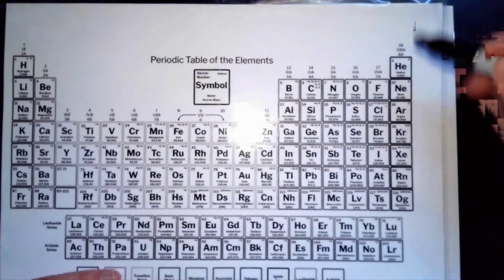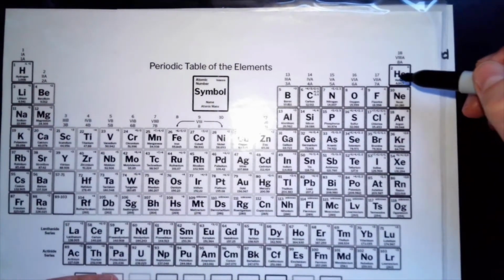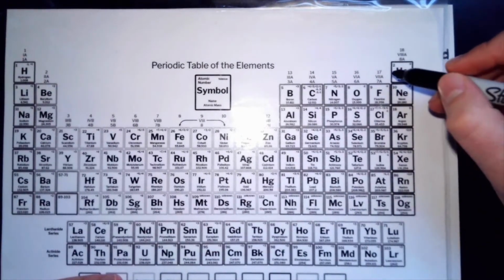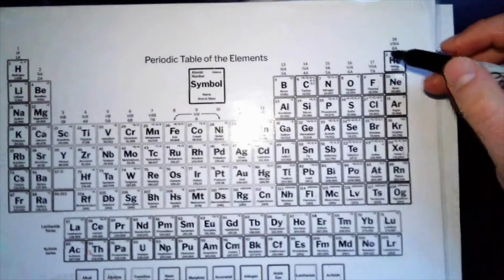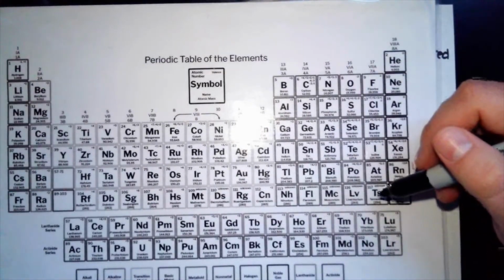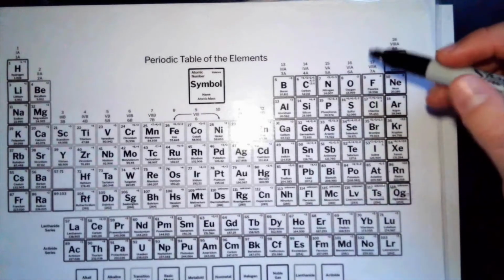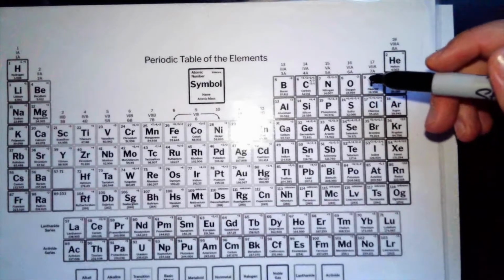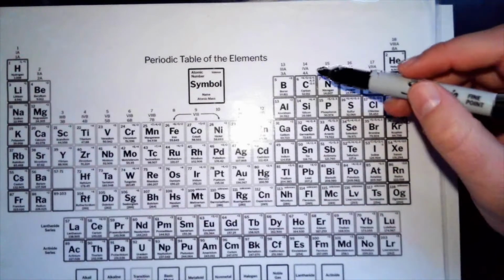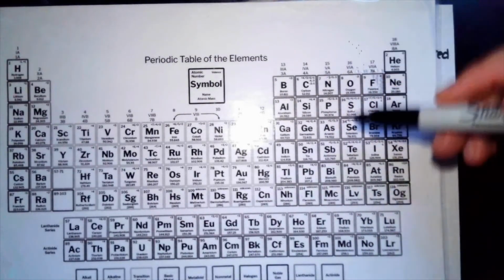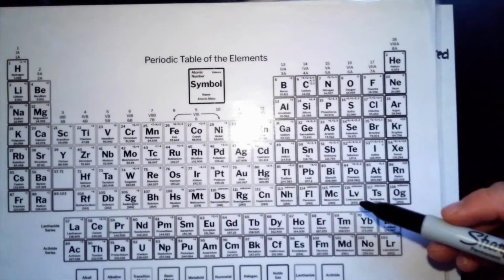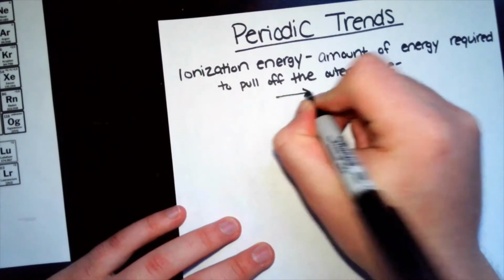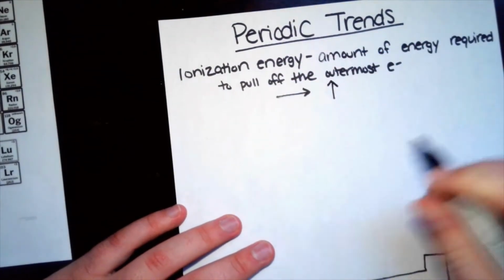Also, at the top, the outermost electron, and this actually deals with the next trend that I'll talk about, is much, much closer to the nucleus than it is for the elements at the bottom. And if it's closer to the nucleus, there's a stronger attraction between the two, and so it requires much more energy to pull off the outermost electron for elements that are high on the periodic table. So as you go down a group, the ionization energy decreases. So I'm going to say it increases going left to right, and it increases going bottom to top.